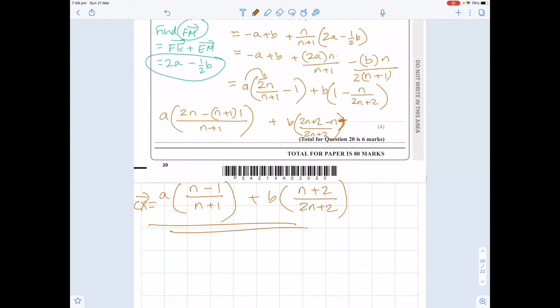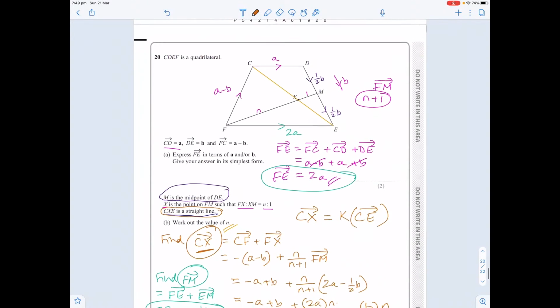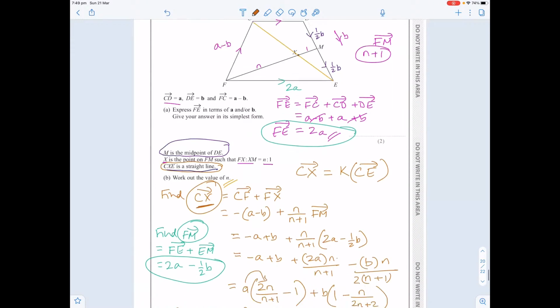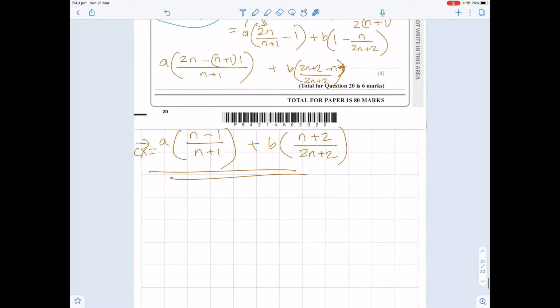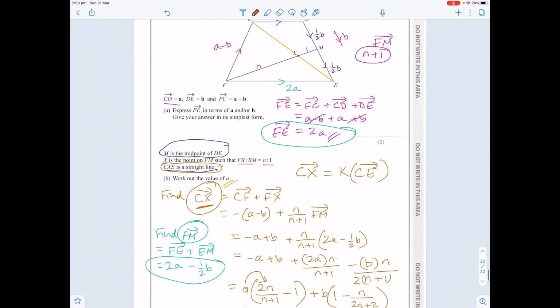Let's go back and see what the question was asking us to do. So where were we? Right there. This is what we were working towards. That C2x is a part of C2e. Okay? That's what we're working towards. Right? So we need to find what C2e is now, because we didn't actually calculate that.